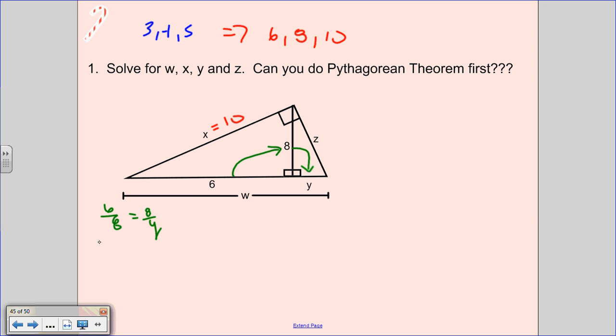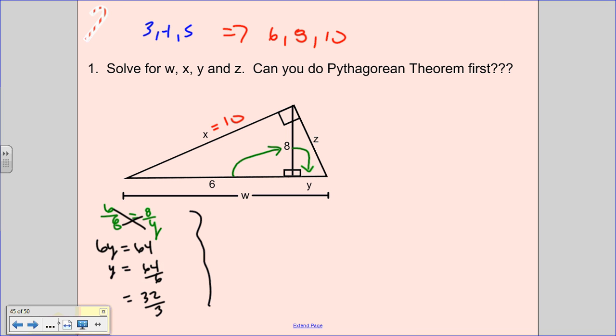I would have 6y is equal to 8 times 8, which is 64. And then divide both sides by 6, so y is equal to 64 divided by 6, which reduces to 32 over 3. So that's y.